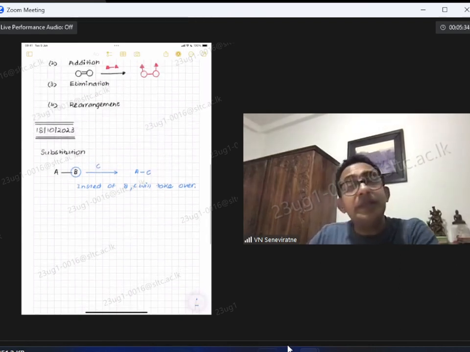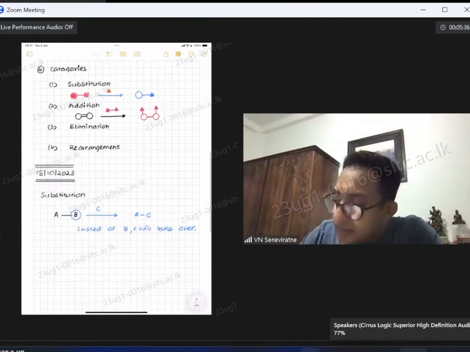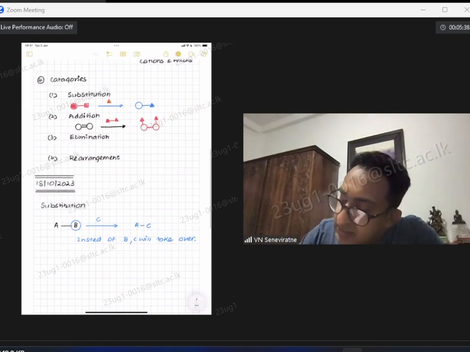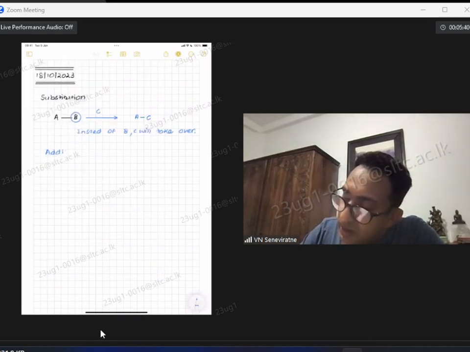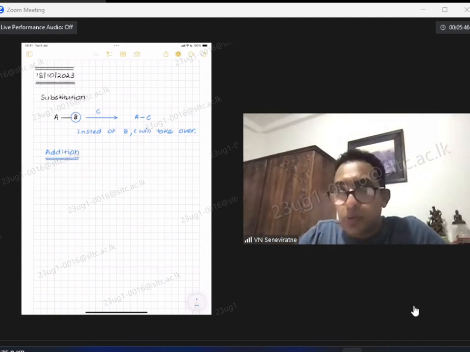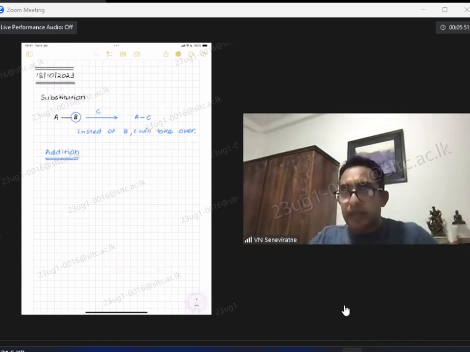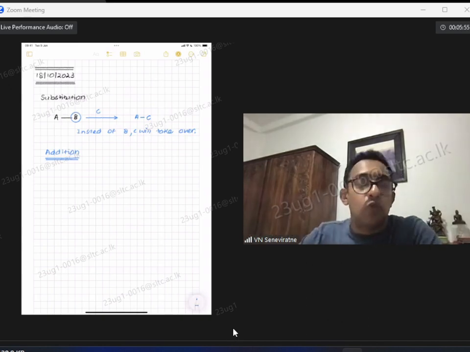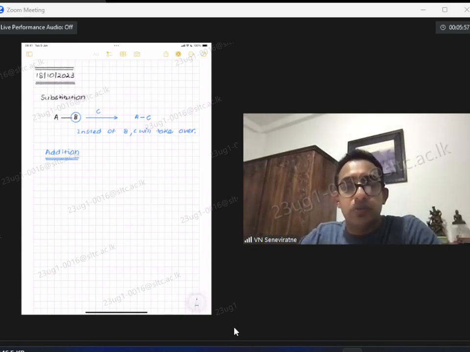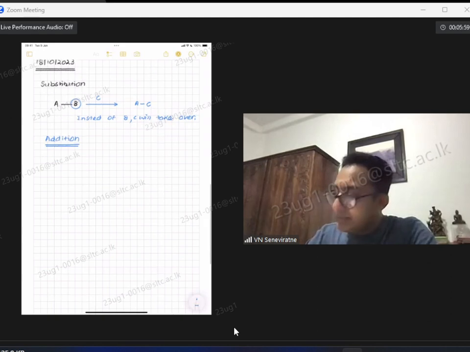Now the next one is addition. The word addition means you are introducing an entirely new group. For example, you might have a house, and then your parents might think, okay, we want to add another room to this house. So it is newly built, it's like that.